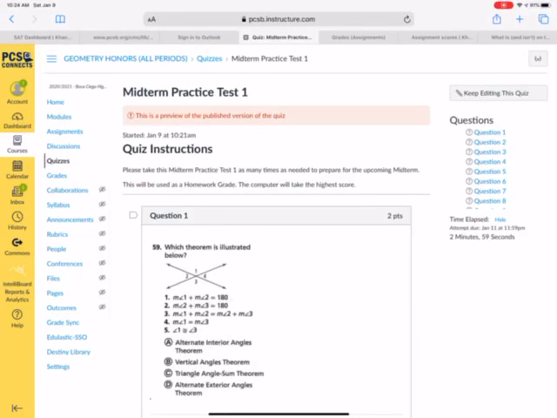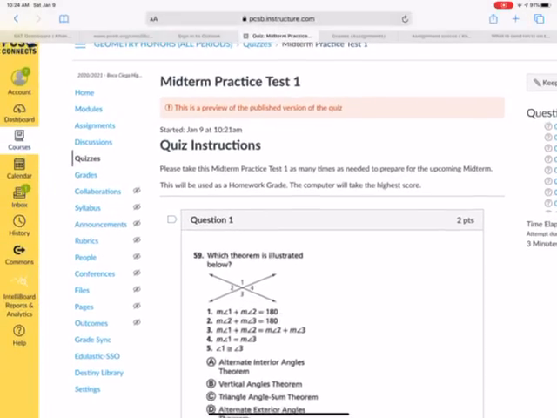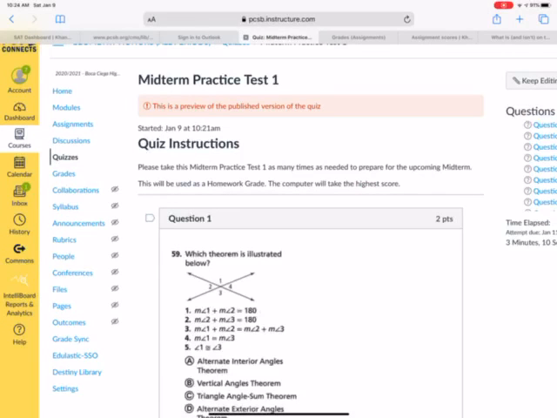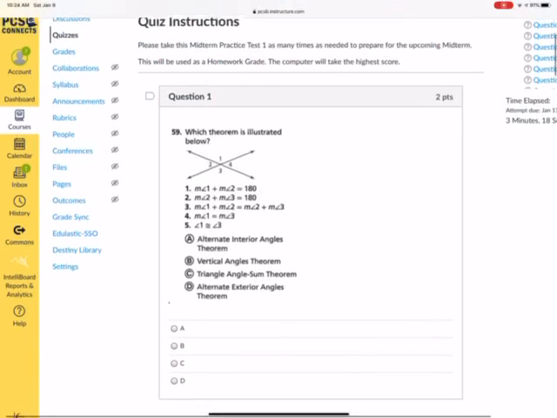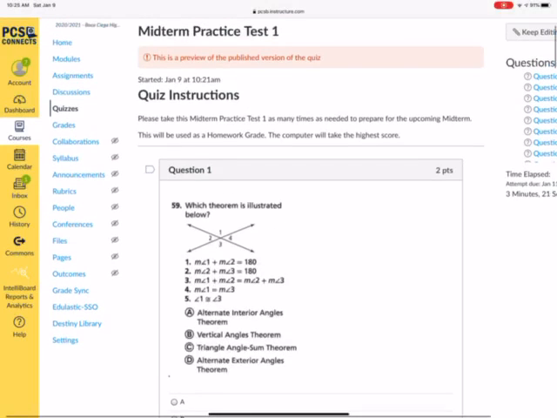Hey guys, we're going to do the video midterm practice test 1. So you can take this test as many times as you want. If you notice on here, you'll find this under quizzes or assignments. I think I set it at 8 times you could take it. And this is a homework grade, and the computer will take your highest score.